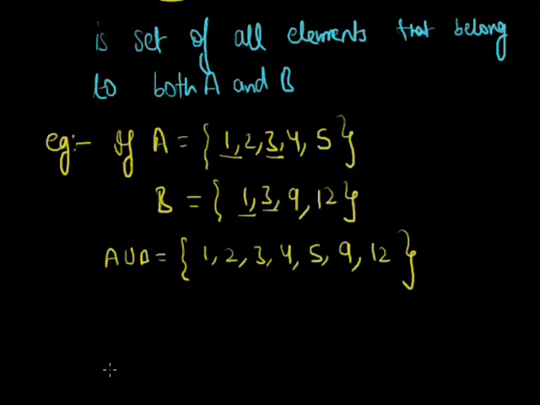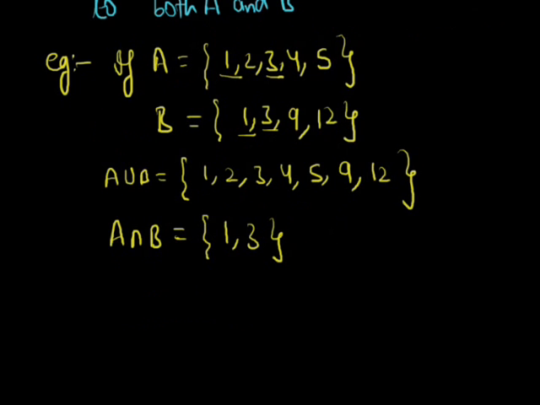And similarly, if we talk about A intersection B, then A intersection B, as we know, is the region or the elements which are common in both the sets. As we have already seen, the common elements in both the sets are 1 and 3. So A intersection B will contain only two elements, that is 1 and 3. This is what we mean by A intersection B. Now we'll see the next operation on sets, that is disjoint sets.